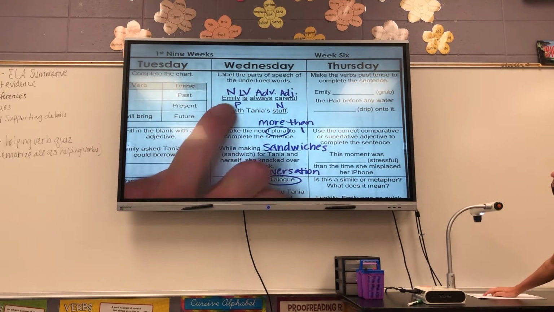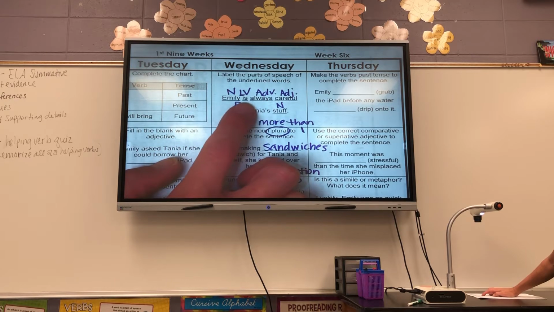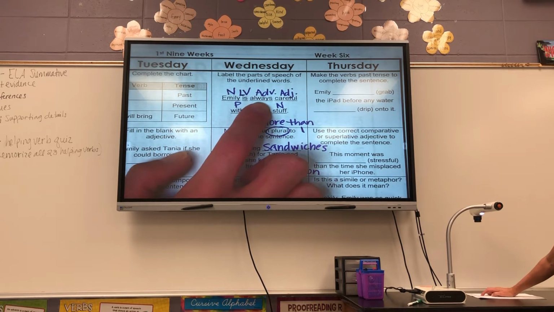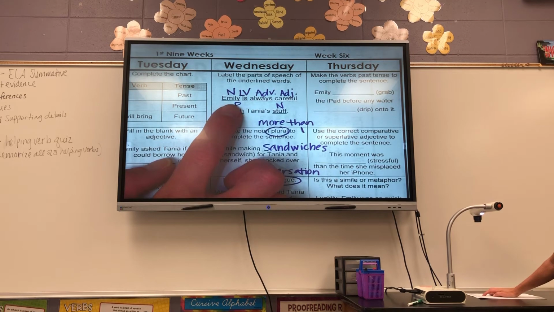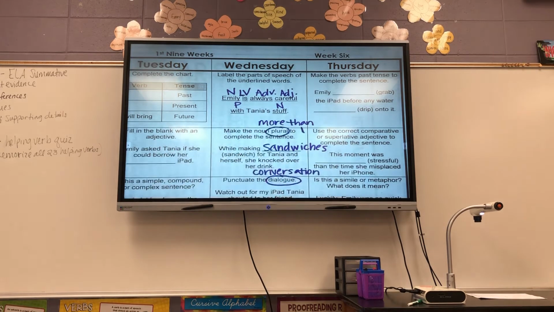The word Emily is a noun because she's the name of a person. Is is a linking verb. Always is an adverb. Why is it an adverb? Well, because it describes the adjective careful, and I know careful is an adjective because it describes the noun Emily. With is a preposition, and then stuff is a noun.